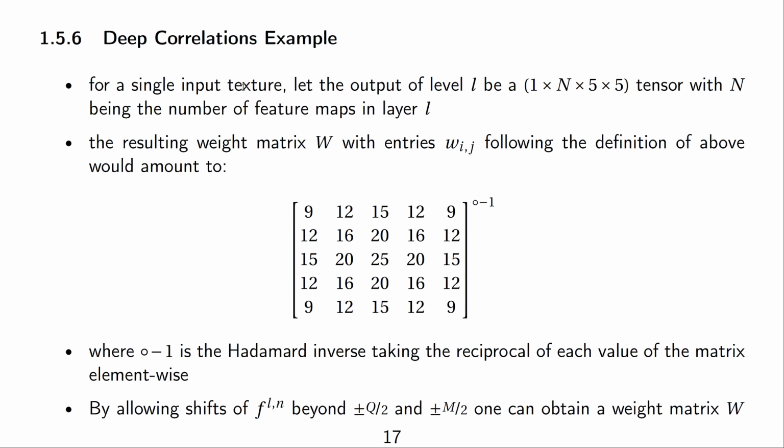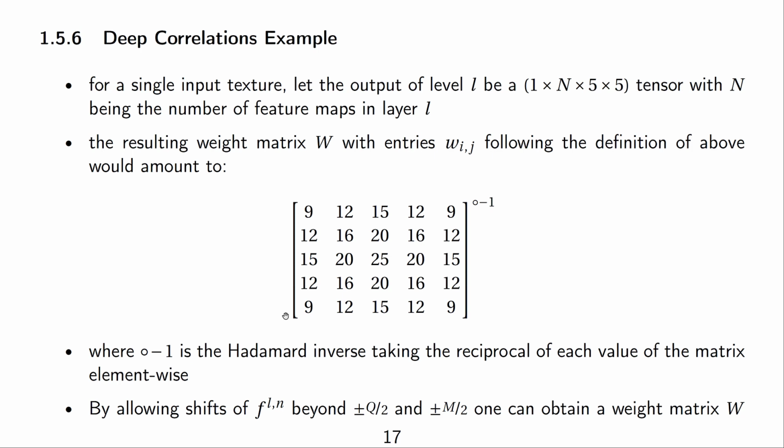Let's look at one example to make that clear. For a single input texture, let the output of level L be this, okay, forget the 1, n times 5 times 5 tensor, with n being the number of feature maps in this layer L. So for each of the feature maps, we will compute the autocorrelation. So we will do n of these autocorrelations, and what we will do is we will now compute just the weight matrix, and we will do the inverse. So we will get nicer values, and we'll see how that is constructed.